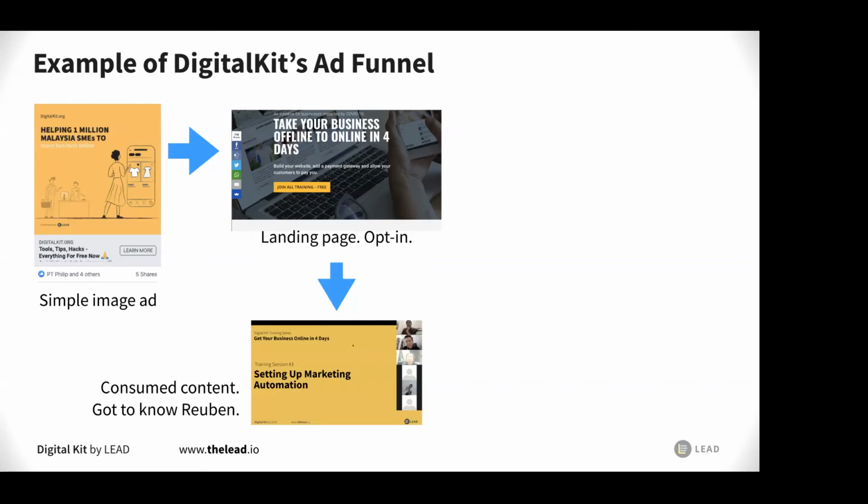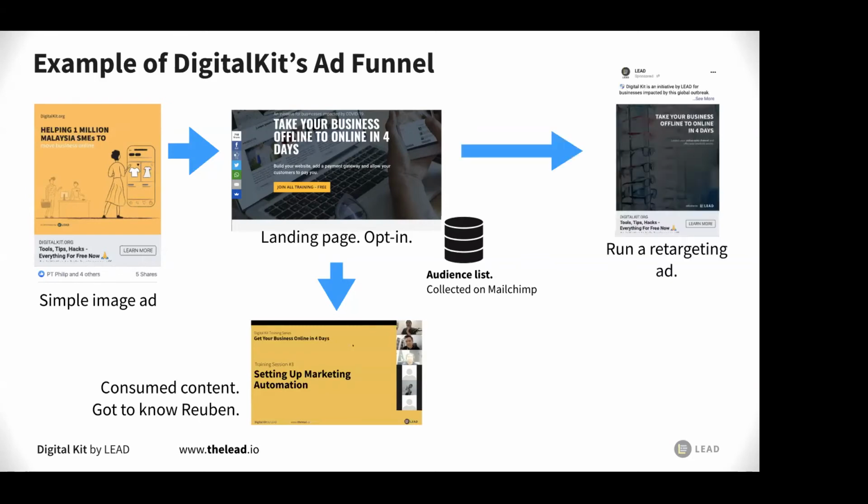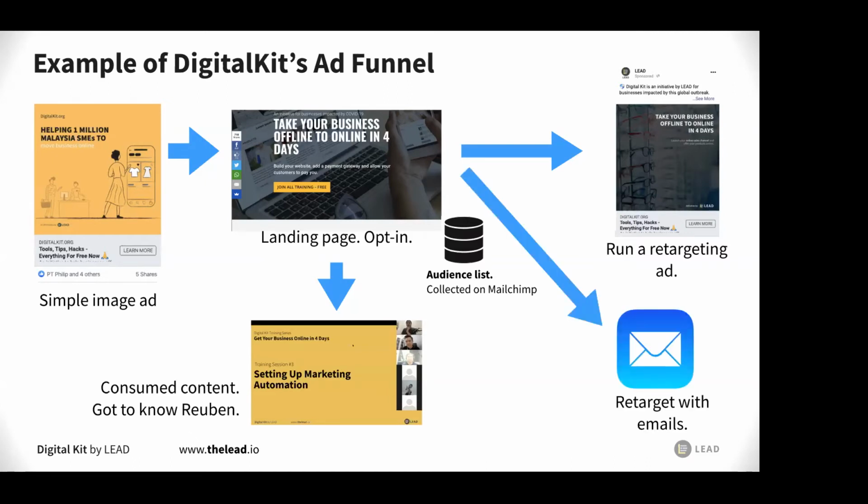Now, what's going to happen next? I'm not saying I'm going to do this, but this is an example, yeah? What's going to happen next is all of you here today are inside an audience list, and this is collected on MailChimp, right? So there are two things you can do from here. One is I can upload your audience list into MailChimp and run a retargeting ad targeting you with something else that I think you would buy, or I can retarget you with emails, and we talked about this yesterday. So there's two things from here. We can use your data to run a retargeting ad, or we can retarget with emails.